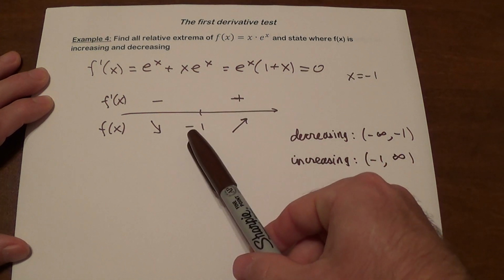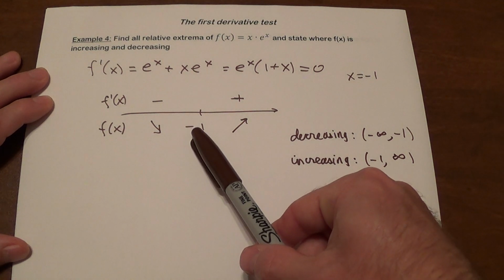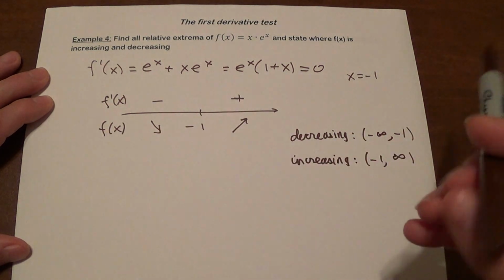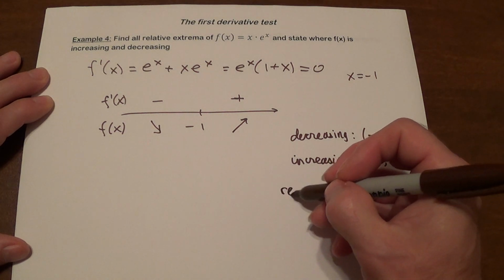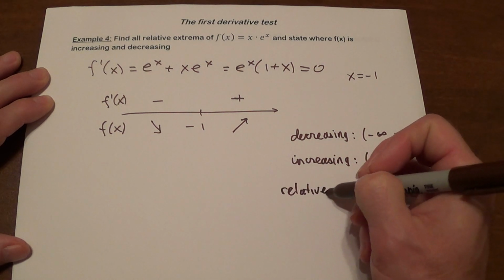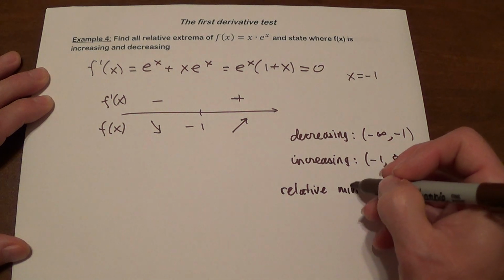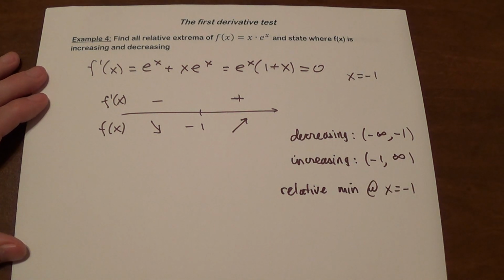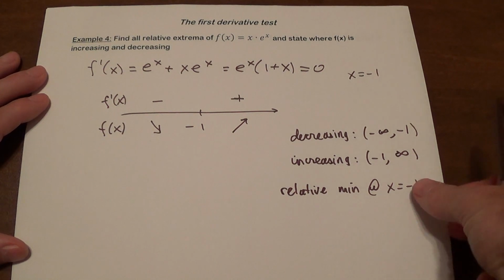Our function is defined at negative 1. It is a critical value here. The sign of the first derivative changes from minus to a plus. This is a relative minimum. And we're done with this problem. Okay.